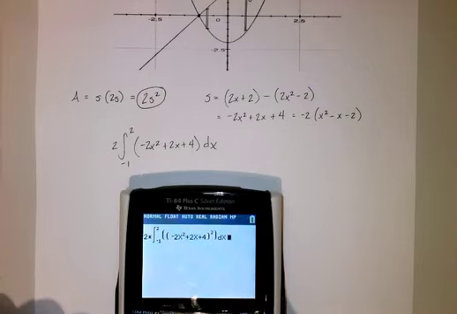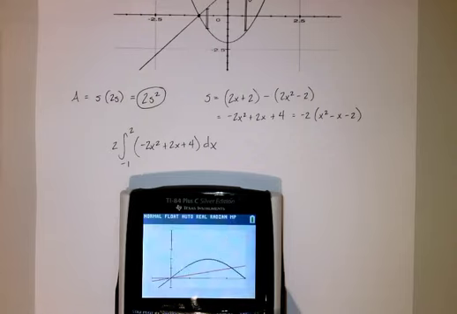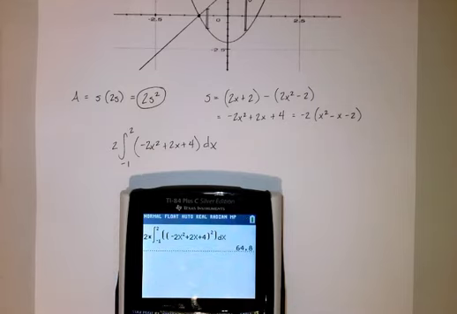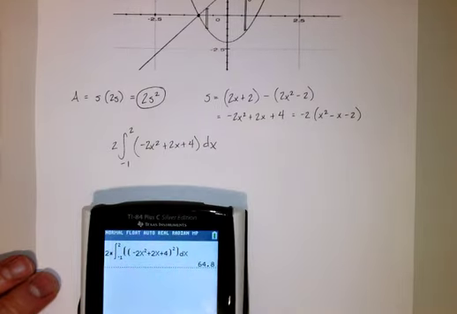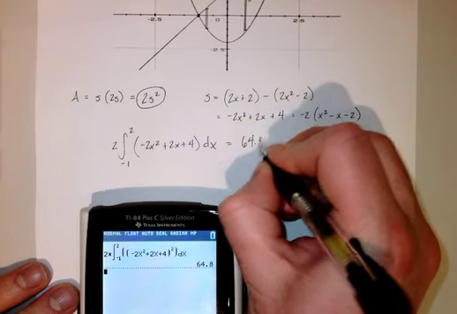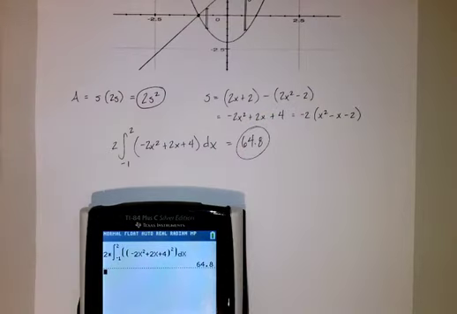Square dx, and no, why did I graph that? And we press enter, and we get 64.8. And notice that that's not an approximation. That looks like an exact figure. So we'll leave it at 1 decimal place, and we'll just circle it, and then we'll move on.